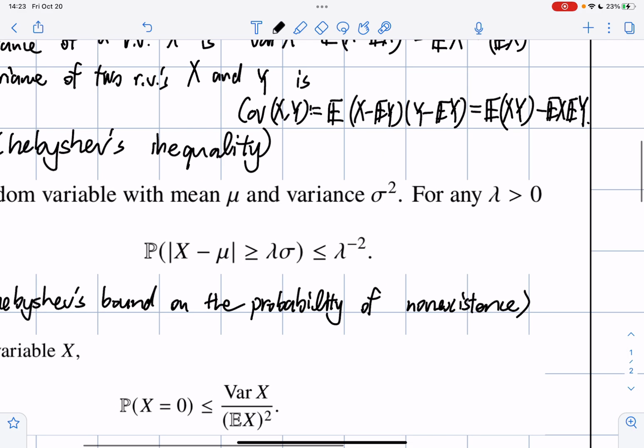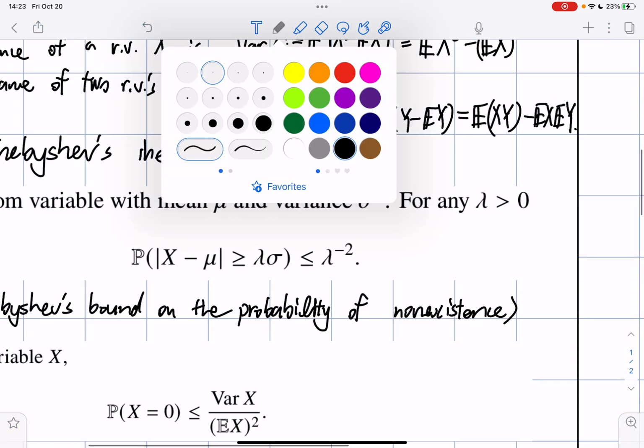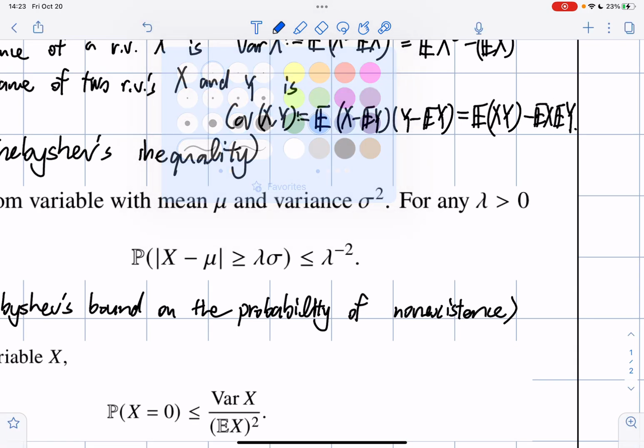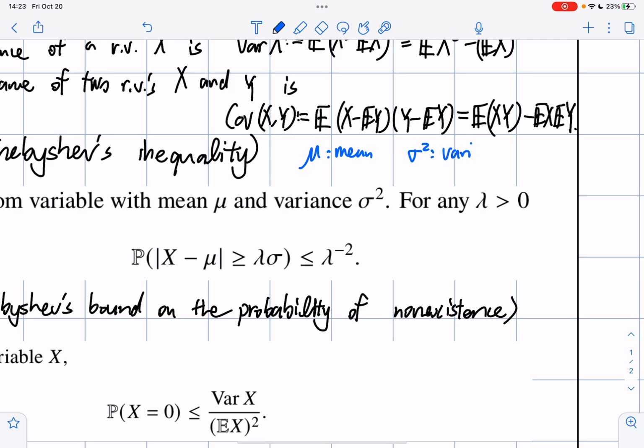Usually you will use the Greek letter mu for the mean, and sigma squared for the variance. And then you can see that usually, taking the positive root, sigma will be the standard deviation.